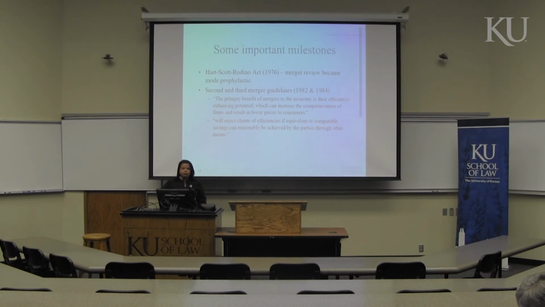And you also have the second and third merger guidelines back to back in 1982 and 1984. 1984 just gave a little bit more details and explanations about the things that were said in 82. And we see that the primary benefit of mergers to the economy is their efficiency enhancing potential, which can increase the competitiveness of firms and result in lower prices to consumers. But it also says that we will reject claims of efficiencies if equivalent or comparable savings can reasonably be achieved by the parties through other means.